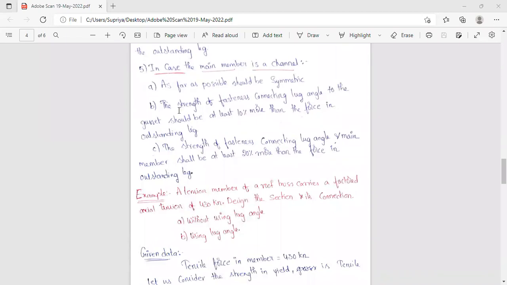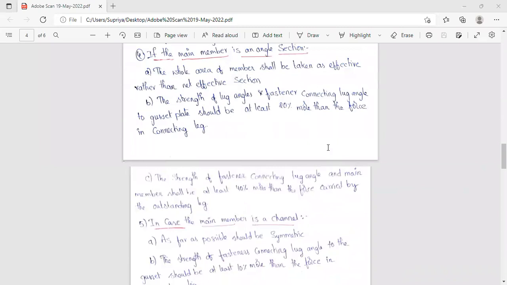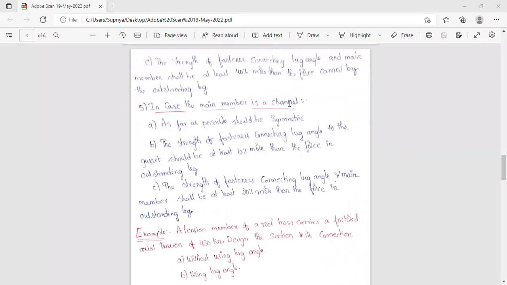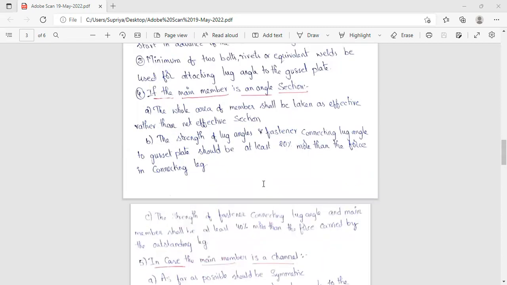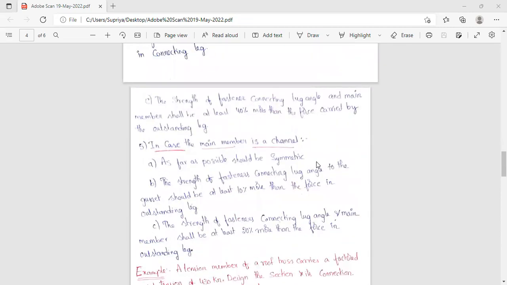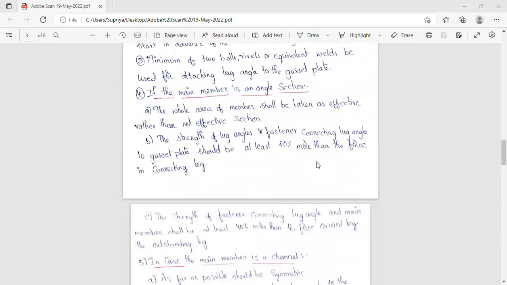Okay, and the fifth point you have to remember is in case the main member is a channel. So the fourth point is when the main member is an angle section, and the fifth point is when the main member is a channel section. If it is a channel section, the strength of fasteners connecting the lug angle to the gusset plate should be at least 10% more than the force, and the strength of fasteners connecting the lug angle and main member will be 20%. Here it was 20 and 40%, here it is 10 and 20% if the main member is a channel section. Okay, these are the points you have to remember before going to the design of the lug angle.